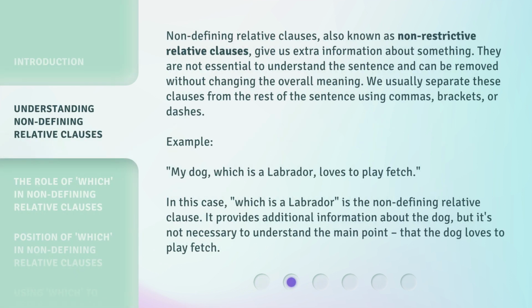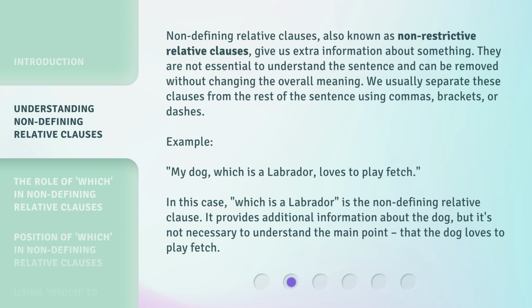Non-defining relative clauses, also known as non-restrictive relative clauses, give us extra information about something. They are not essential to understand the sentence and can be removed without changing the overall meaning. We usually separate these clauses from the rest of the sentence using commas, brackets, or dashes.